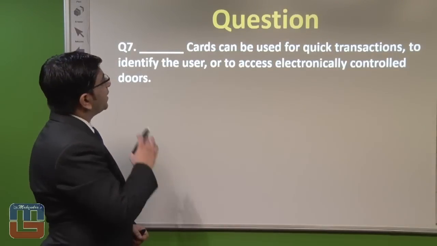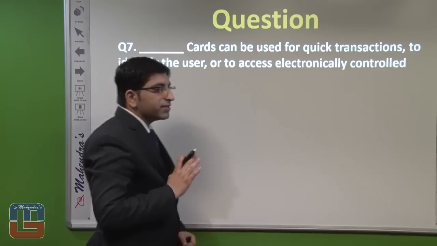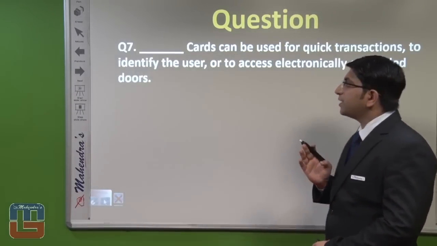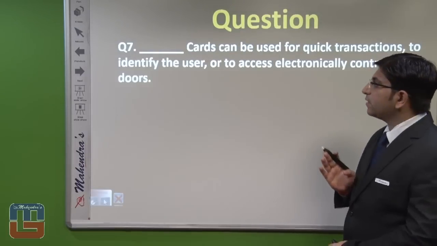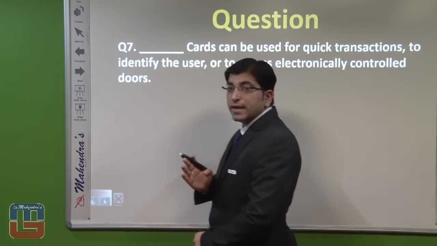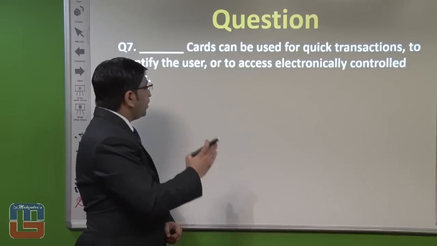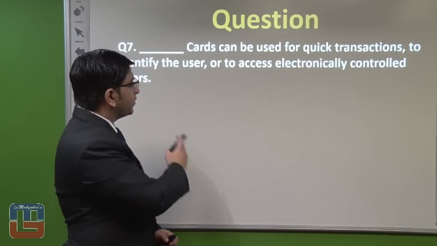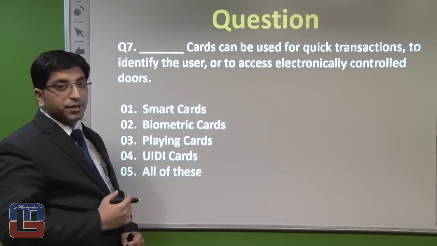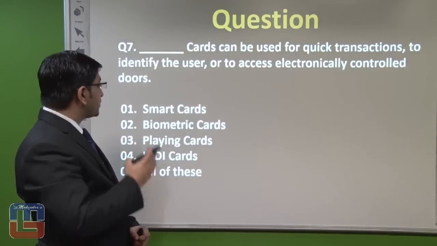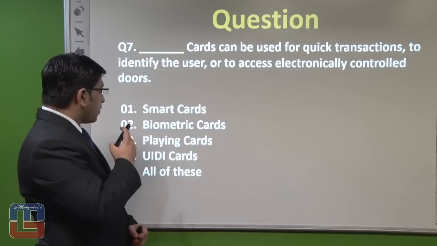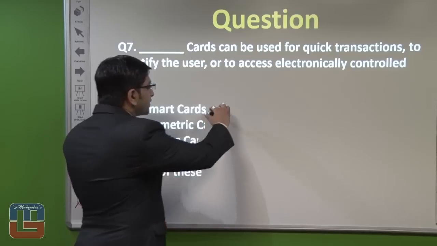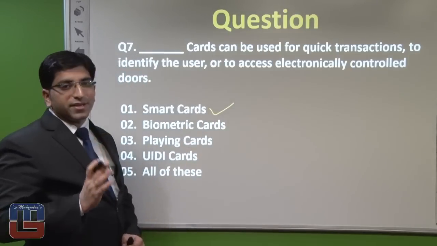The next question says, dash cards can be used for quick transactions. Which card is used for quick transactions, to identify the user, or to access electronically controlled doors? You have to name that card. Let's check the options first. Here are the options: smart cards, biometric cards, playing cards, UID cards, or all of these. That card is called a smart card, which is used for quick transactions.